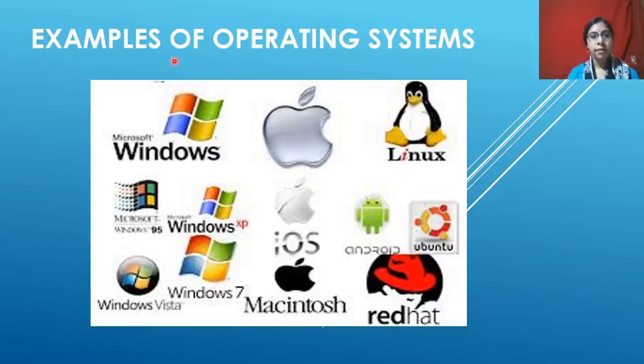These are the examples of operating systems: Microsoft Windows, Windows XP, Windows 7, Windows Vista. These operating systems we find on personal computers or laptops. The Android operating system we find on smartphone devices. Linux, Red Hat, Mac, these are the operating systems used by programmers, developers, or in large organizations.